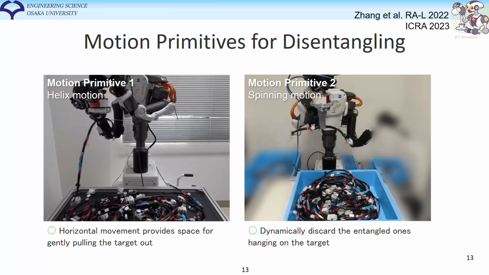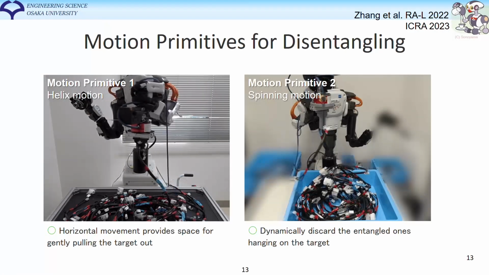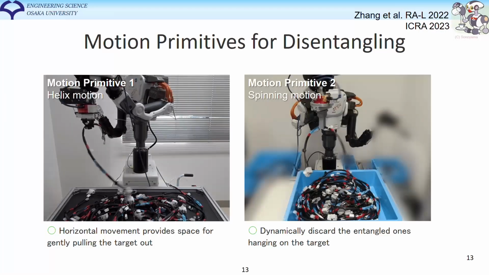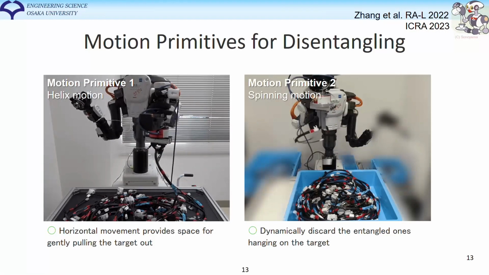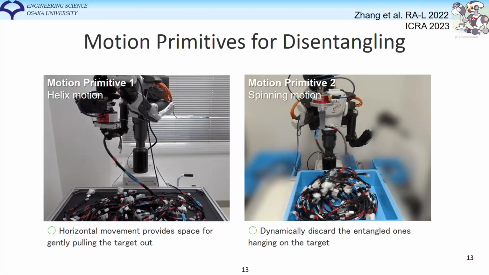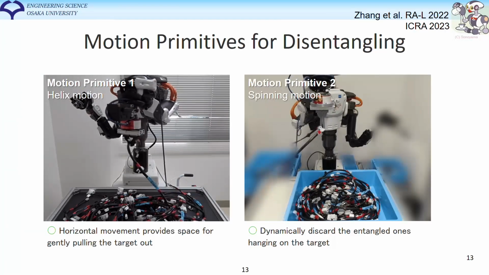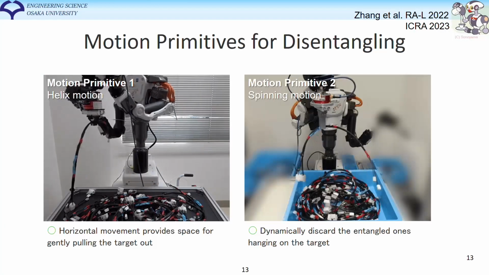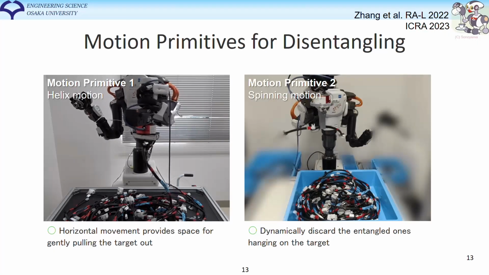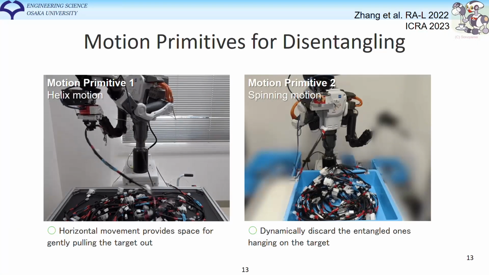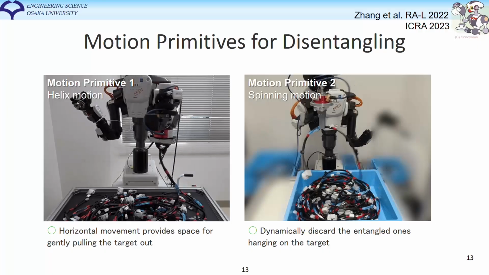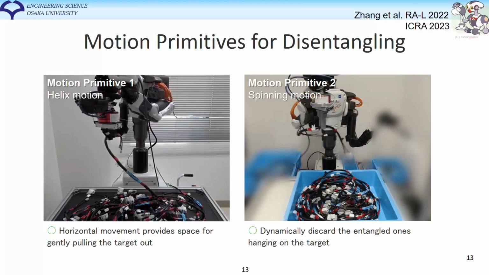So we consider 2 kinds of motion primitives. One is the so-called helix motion, and the other is called the spinning motion. In the case of the helix motion, we consider how many circles the robot should draw. And in the spinning motion, how many times the robot spins the object.